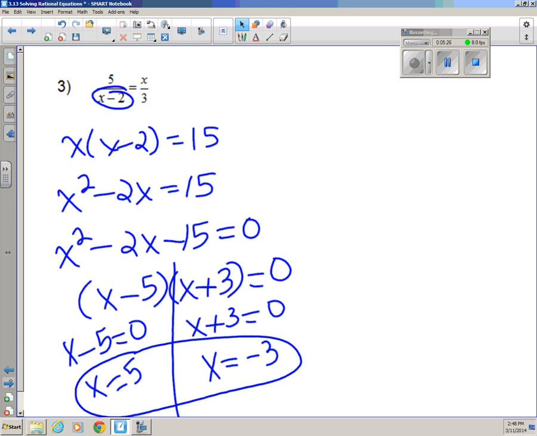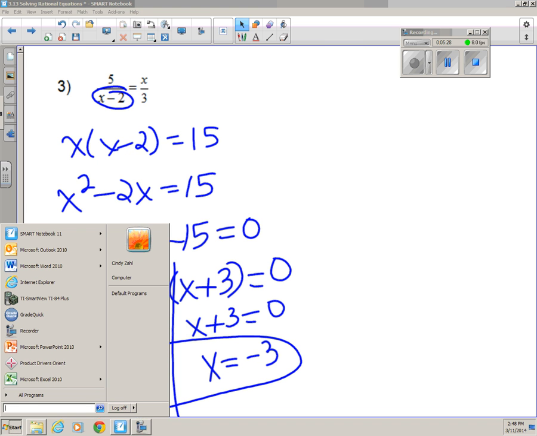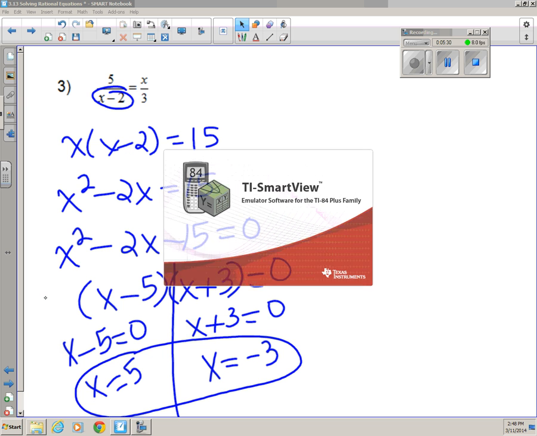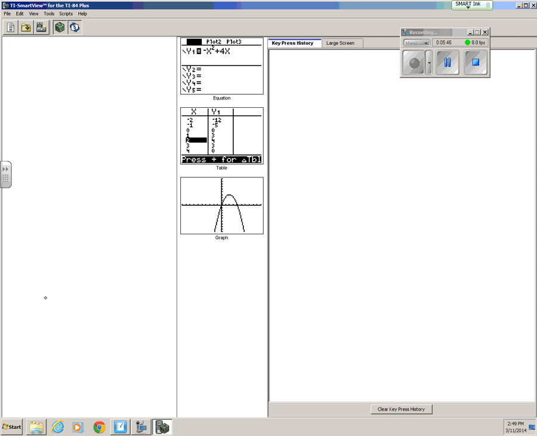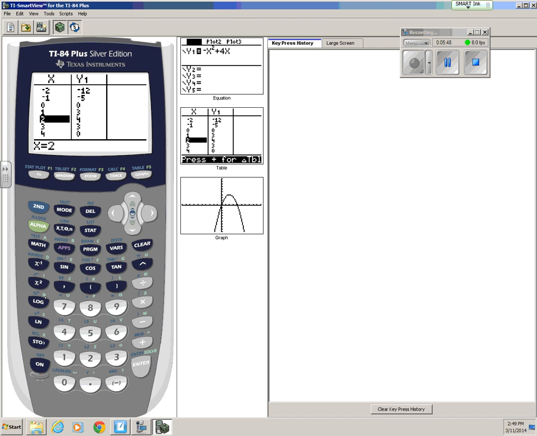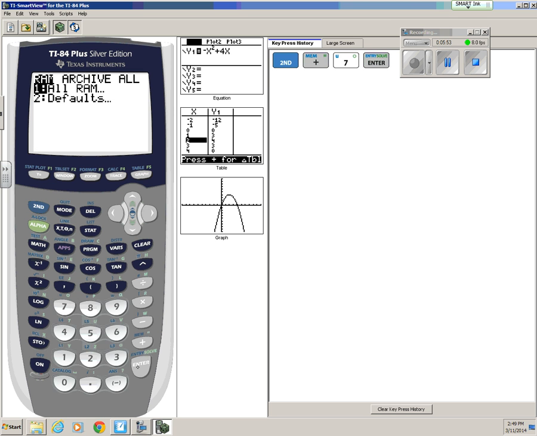Let me just show you something real quick on the calculator so you can see why this is making sense. I'm going to type this proportion into my calculator. I'm going to type the left-hand side of the equation into y1 and the right-hand side into y2. And I'm going to look to see for which x values my y values are the same, if that makes sense.